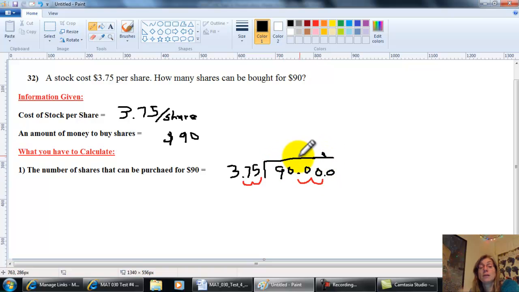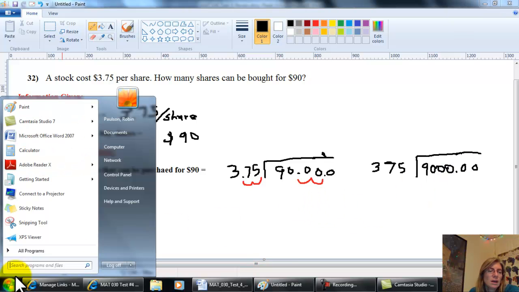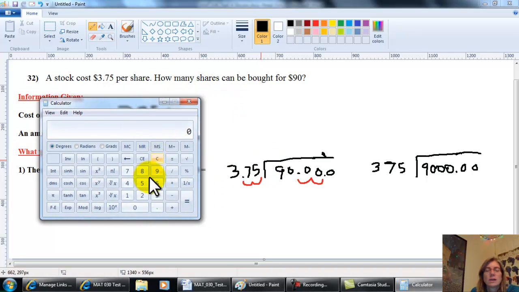So what we're really looking at is dividing 375 into 9,000. 9, 1, 2, 3, because that's where that decimal place is. One here now, we moved it. So there's extra zeros over here, just in case we need them. So 375 into 9,000. Well, you know, we're not going to be able to do that right off the top of our head. I'm going to cheat and pull up a calculator just for the purposes of making it quicker.